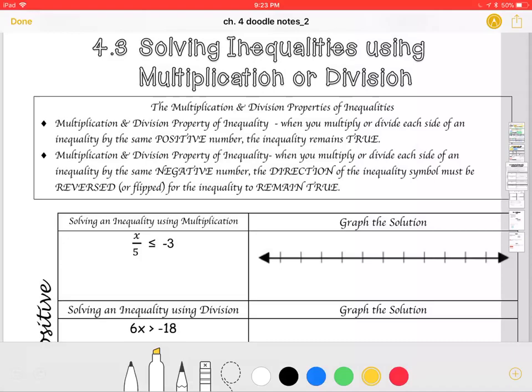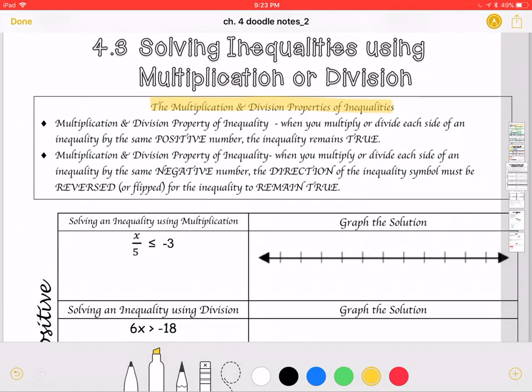Lesson 3 of chapter 4. We're solving inequalities now, but we're using multiplication or division. Before we were using addition or subtraction, now what happens if we have to use multiplication or division? The same properties of inequalities, the same rules apply as when we would add or subtract. So remember, whatever you do to one side, you have to do to the other.